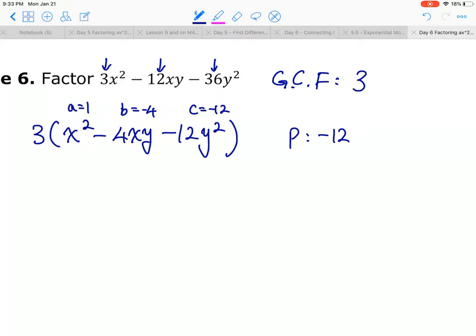We only take care of what's inside of the brackets in this case, right after the common factoring. We do not include the 3 in our A, B, or C. Okay, so please don't forget. Now, our sum then is going to be negative 4. So the two numbers in this case will be negative 6 and 2.